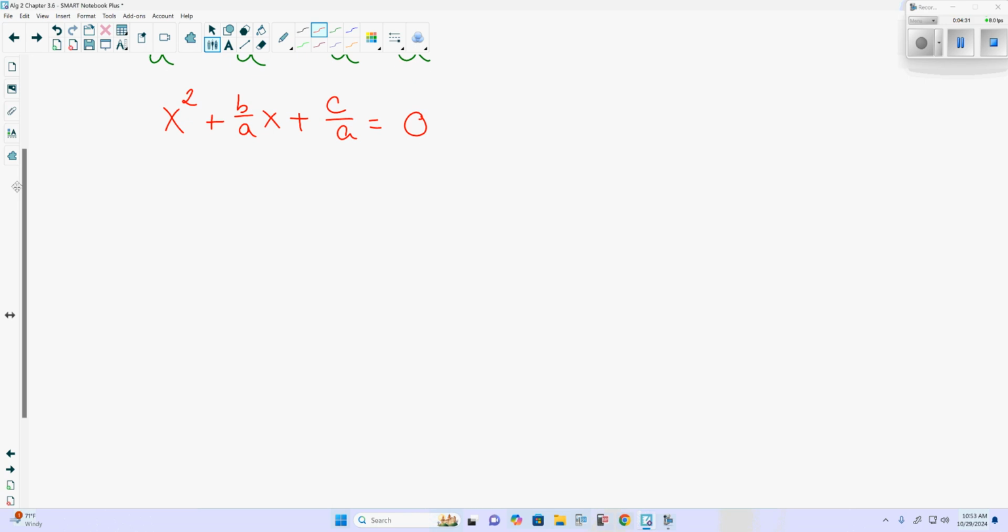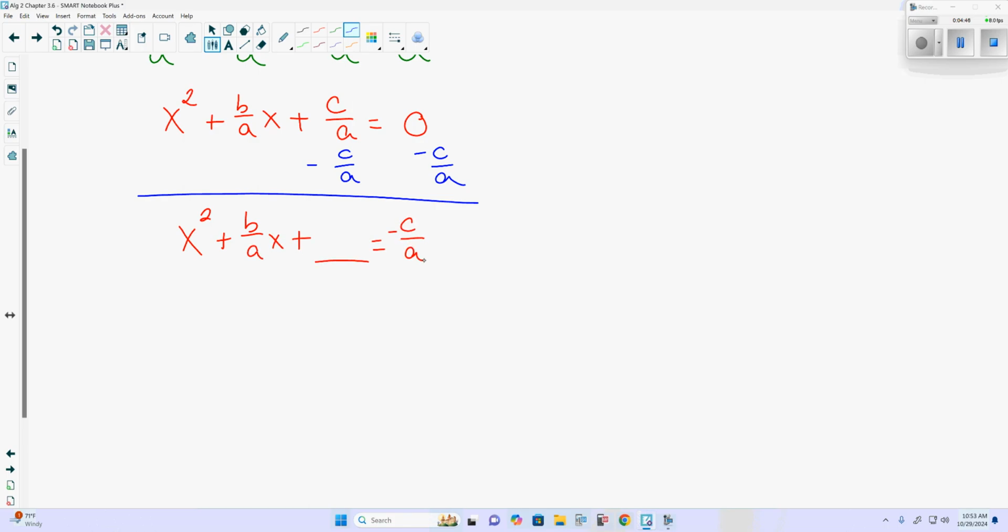Our second step was to get the constant terms by themselves. So we can subtract this c over a from both sides, and leave 2 spaces. Now that gets us through steps 1 and 2 of the completing the square method. Our third step is to find the value of c that would make that a perfect square trinomial, which is our b over 2 squared.